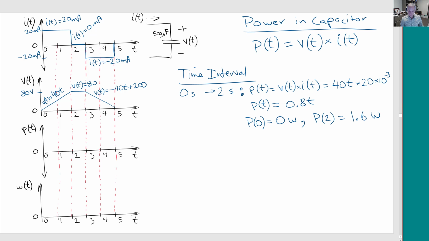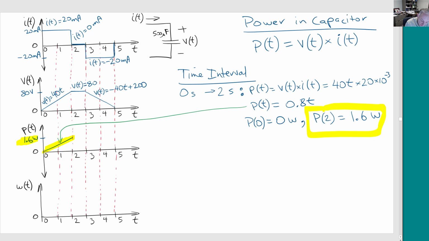So what does that look like? Well, let's calculate what the power is going to be at 0. It's going to be 0, and at 2, it's going to be 1.6 watts, okay? And then we can plot that line here. So right down here is the line P of t is equal to 0.8 t, and we've put the value of 1.6 watts up here. So the line rises up to 1.6 watts.